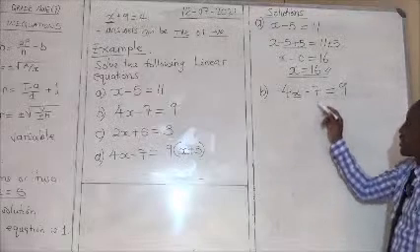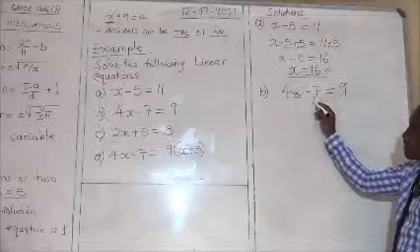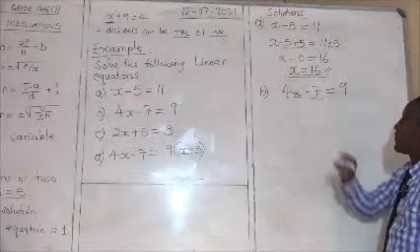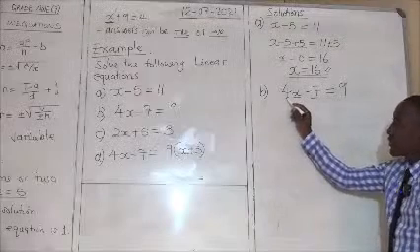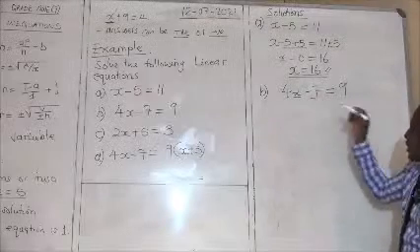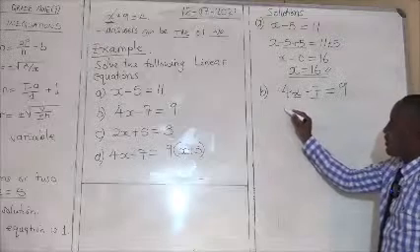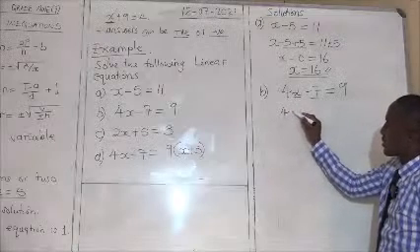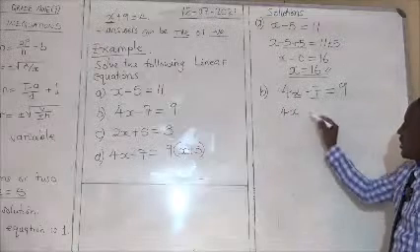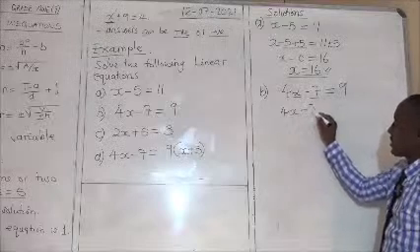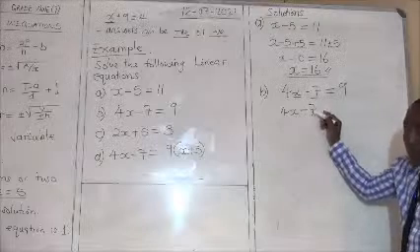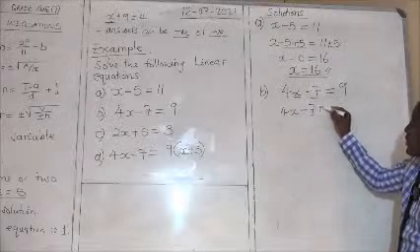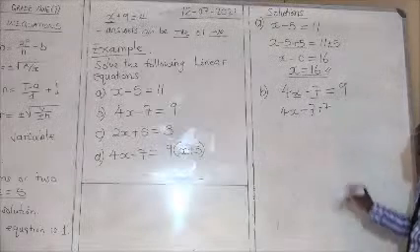So first, use the additive inverse, which here is negative 7. Then after that we will use the multiplicative inverse of 4. Here we first start with the additive inverse. So we have 4x minus 7. The additive inverse of negative 7 is positive 7, so we'll say plus 7.